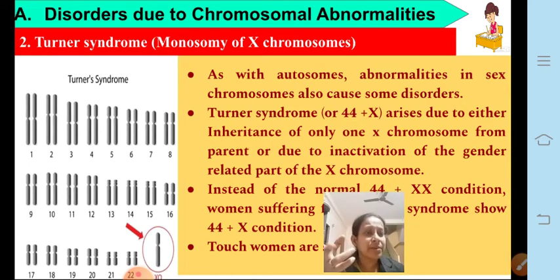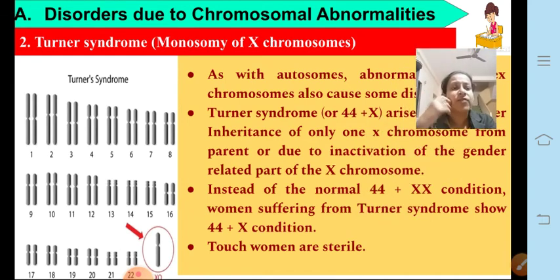It may be because whenever there is reproduction, fertilization, only one X chromosome has come from one parent, and the other parent may not have shared, and therefore this disease may occur. Or suppose the X chromosome, which is a sex chromosome, has been inactivated, the gender related part of that X chromosome is inactivated, then they might have Turner syndrome. So instead of the normal 44 plus XX condition, women suffering from Turner syndrome show a 44 plus X condition.